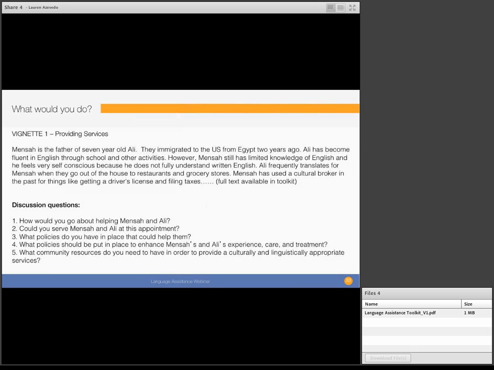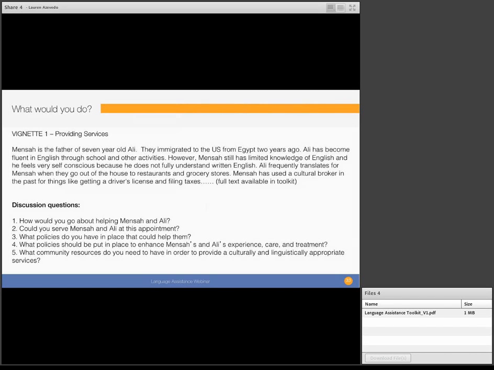And so the point of this is just to walk through the tools that we went over in the toolkit and some information that was presented and apply it in a situation. So types of questions here that we're looking at: how would you go about helping in this situation, a specific family? How could you serve this family at this appointment?